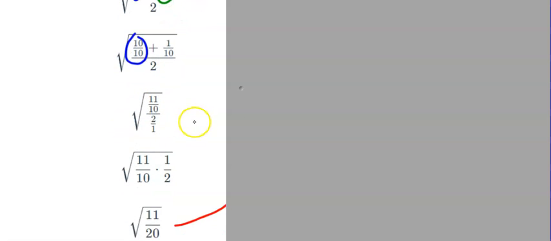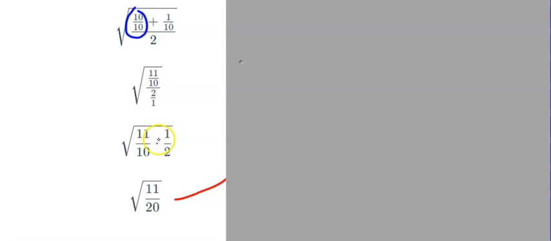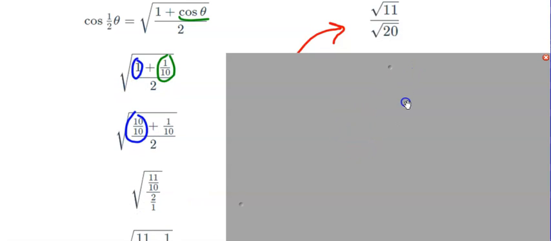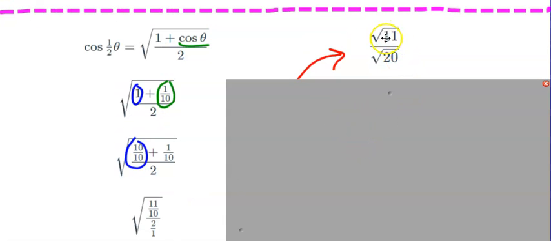Apply the keep, change, flip rule. 11 over 10 is the keep. Change the operation to multiplication and flip the fraction to 1/2. Multiply the two fractions together, so 11 times 1 gives you 11, 10 times 2 gives you 20. The next step is to simplify each part of the fraction by the square root. So we scroll back up here, and now we separate it into the square root of 11 over the square root of 20. Can I simplify each one separately?